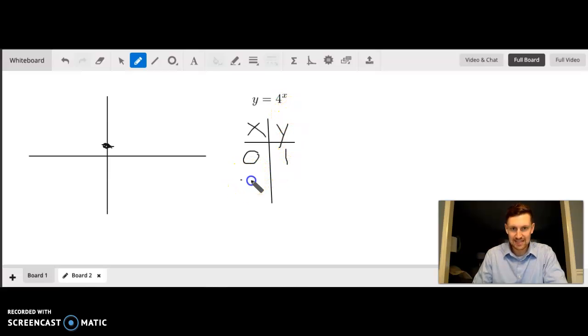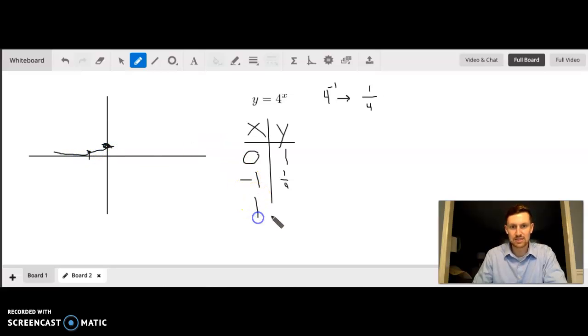All right, if I kept going, if I tested a -1 for x, well, 4 to the -1, remember, means we flip the whole fraction to make the exponent positive. So 4 to the -1 gives me 1/4. And this is why on the left side, at -1, it's going to get very close to the x-axis, but never touch. The farther you go down here, the more it's just going to get closer and closer, but never touch that x-axis.